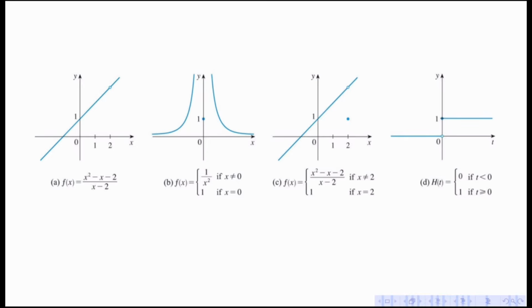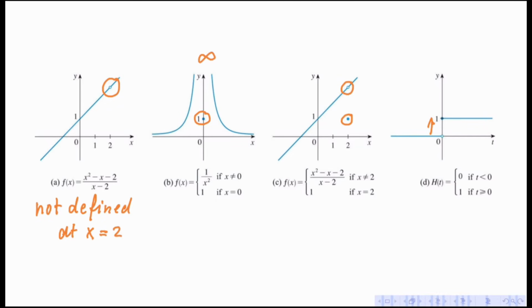The first function is f of x equals x squared minus x minus 2 divided by x minus 2. This is not defined at 2, which is indicated through the open circle right here in the graph. The next curve goes to infinity as x approaches 0, but at 0 itself we have the value equal to 1. And the third curve, again, this point is taken out of the curve but is replaced by this point, so that f of 2 is equal to 1. And then here we seem to jump from 0 to 1.